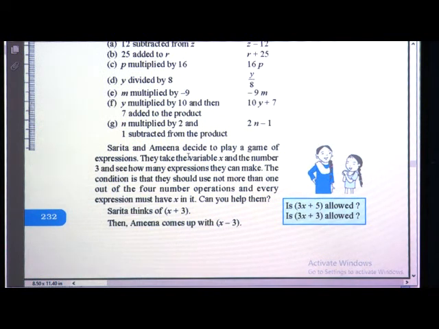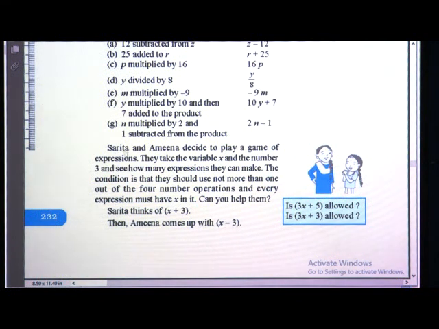Sarita and Amina decide to play a game of expressions. They take the variable x and the number 3 and see how many expressions they can make. The condition is that they should use not more than 1 out of 4 number operations and every expression must have x in it. Can you help them? Sarita thinks of x plus 3. Amina comes up with x minus 3.